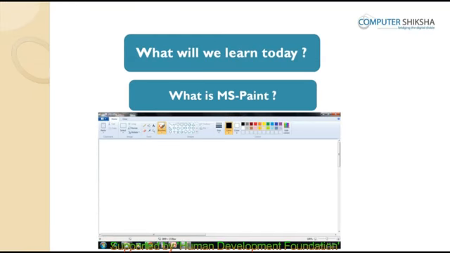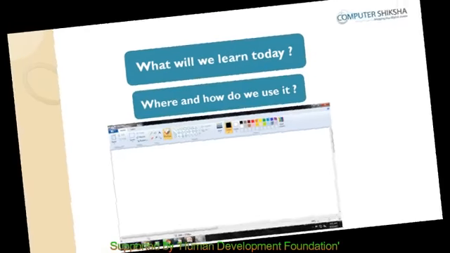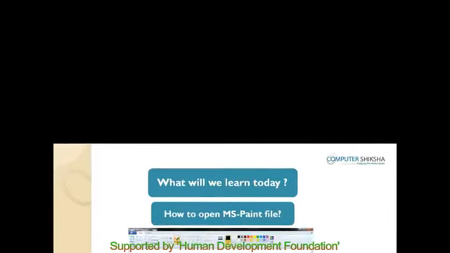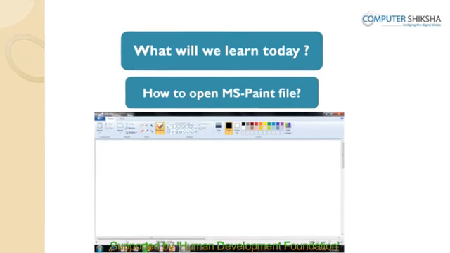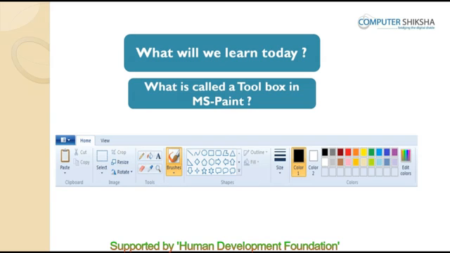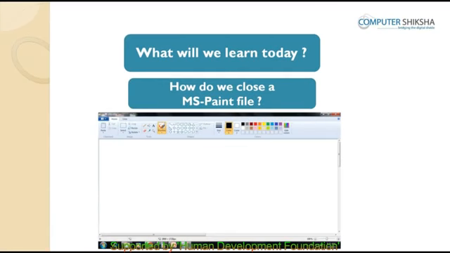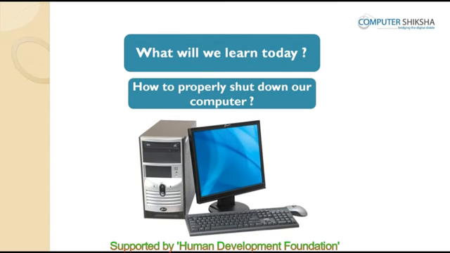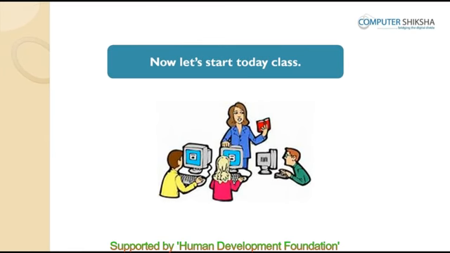In today's class, we will learn what is MS Paint, where and how do we use it, how do we open an MS Paint file, what is called a toolbox in MS Paint, how do we erase or rub out things in MS Paint, how do we close an MS Paint file, and in the end, we will learn how to properly shut down our computers. Alright, so let us start with today's course.